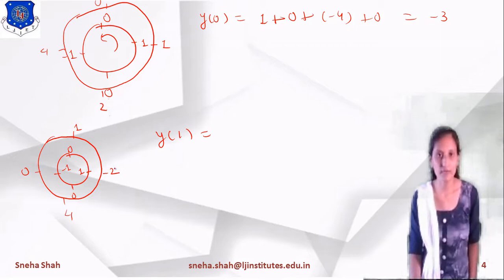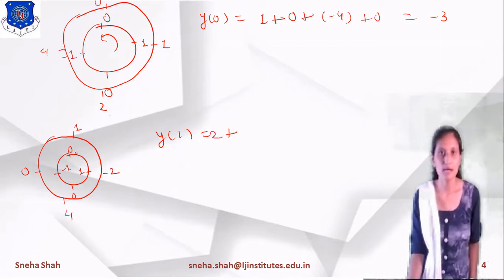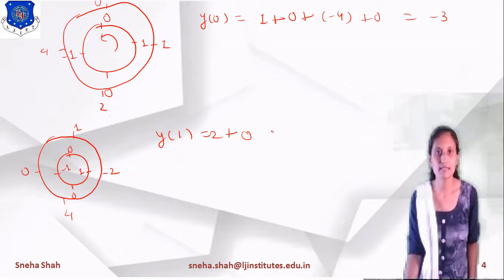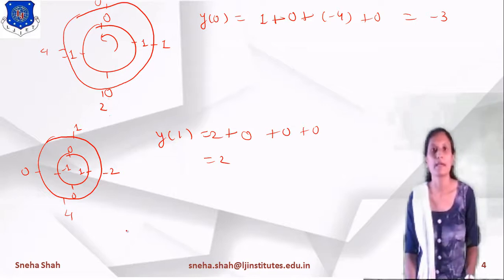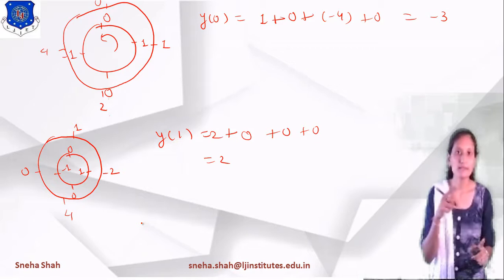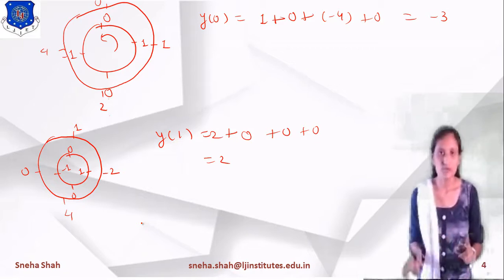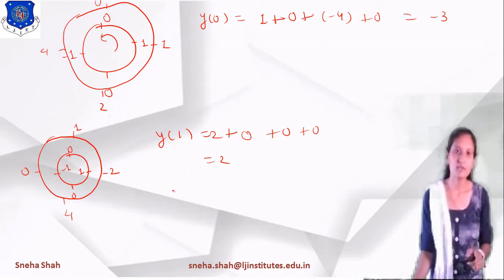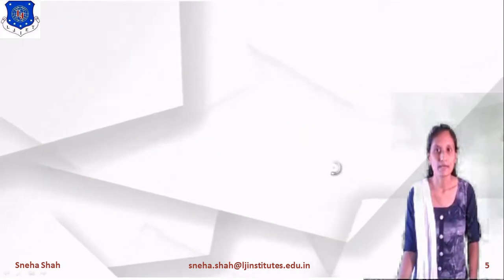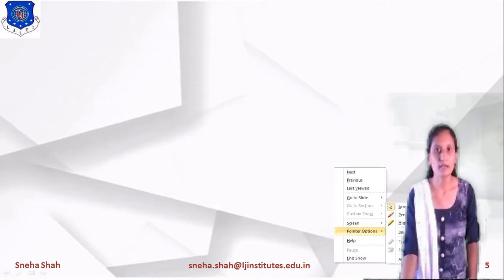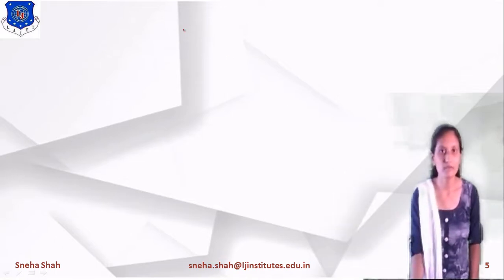So what is the value of y of 1? 1 into 2 means 2, plus 0 into 1 means 0, 0 into minus 1 means 0, and 0 into 4 means 0. So the answer is y of 1 equals 2. Now same way, we shift this 2 times, which means shifting the last one with 1, and it will give you the answer of y of 2. So if we want to find out y of 2, what will be its value?